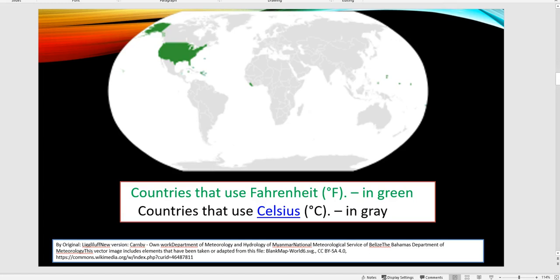So back to countries. If you look here, countries that use Celsius are in gray. That's pretty much almost every country, except for a few islands off to the east of the Philippines, one country in Africa, I think, over there the Dominican Republic, and then you pretty much have the United States as the only main country that still uses Fahrenheit, in green. Maybe we need to get with the times.